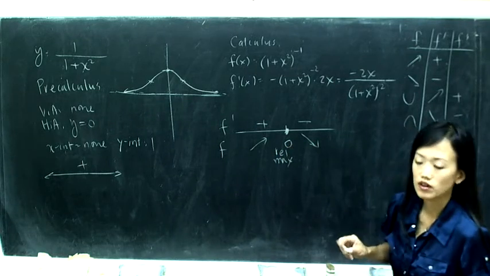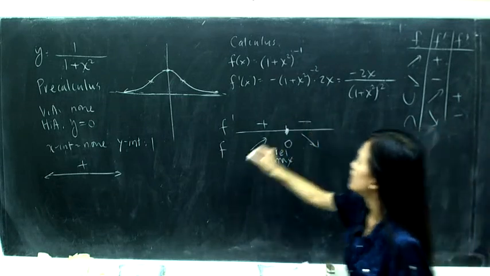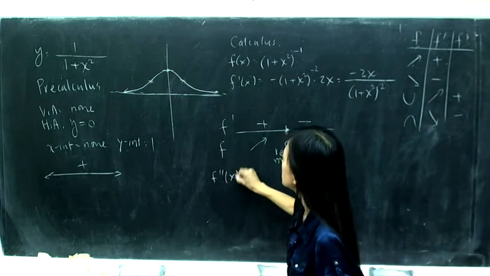Right, that's the first thing I figured out. So from the first derivative, I figured out the relative max. Okay, now let's take the second derivative. So one more time, f's second derivative.